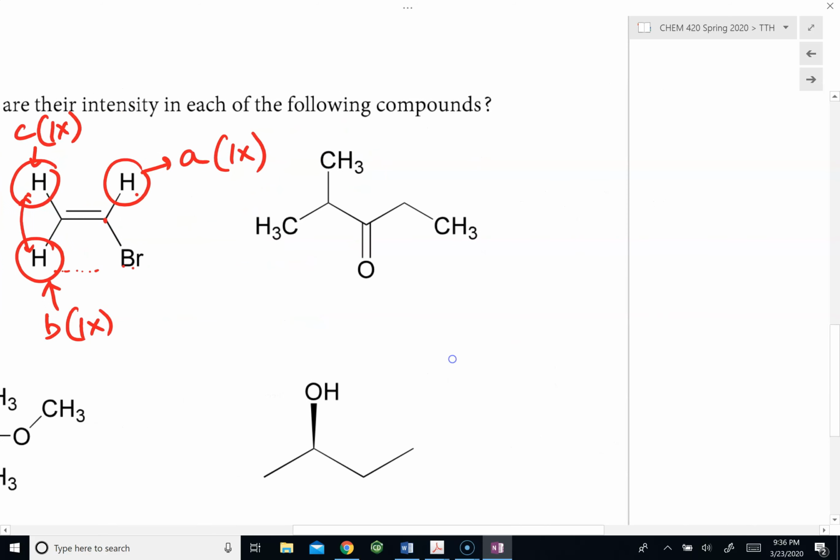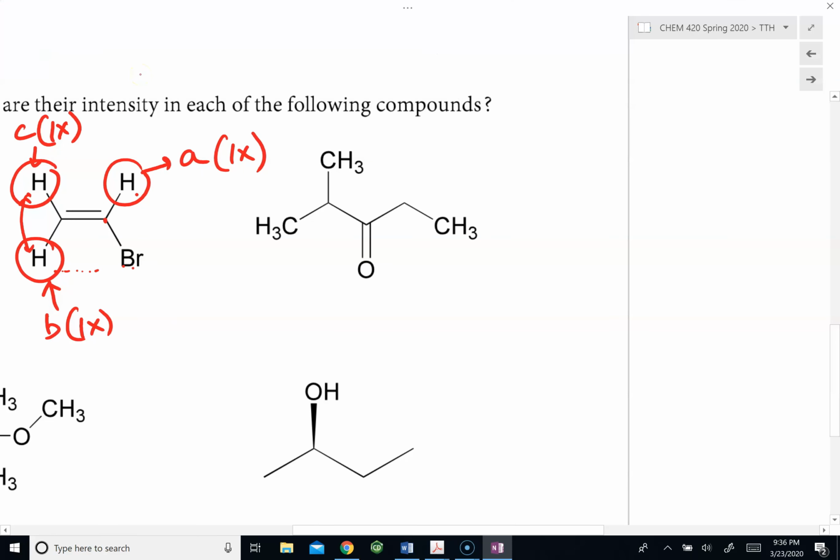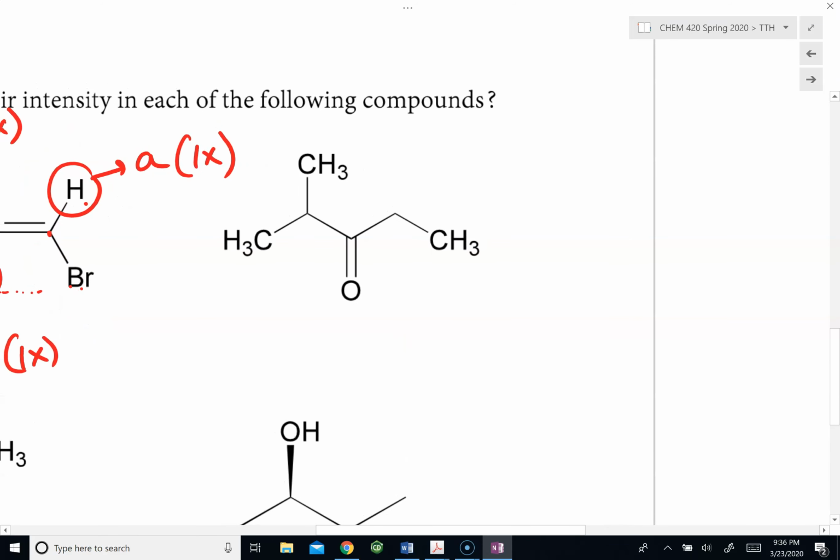Let's now move on to this next problem. How many distinct signals would we expect to see for this molecule? First, we will see one signal from this methyl group, so that will be distinct. Let's call this signal A, and that will be 3 times the intensity. And in this carbon in here, there are 2 hydrogens. These 2 hydrogens will give us a distinct signal compared to signal A. Let's call this signal B. There are 2 hydrogens in here, so it will be twice the intensity.